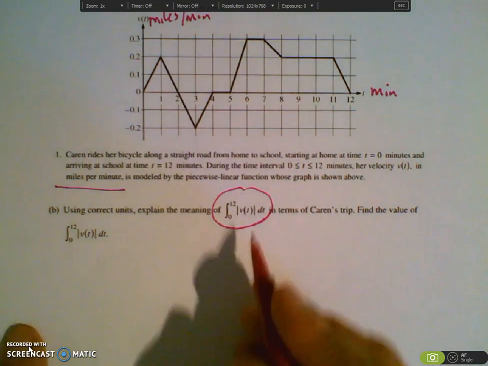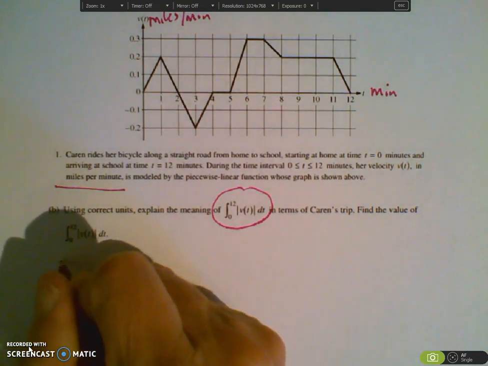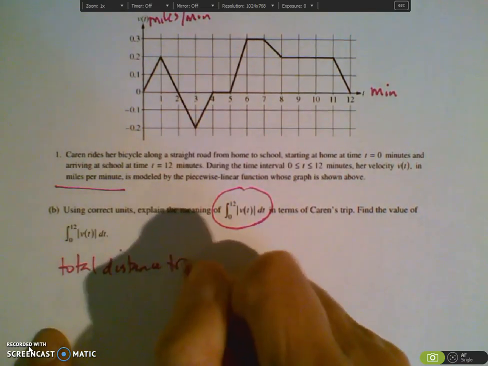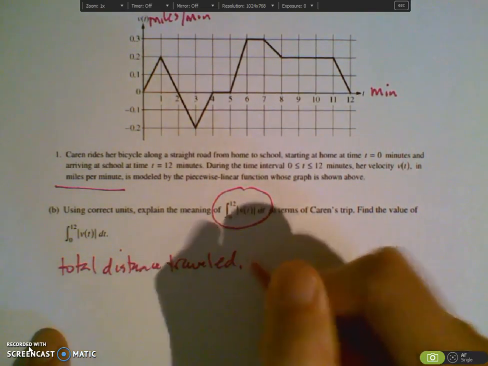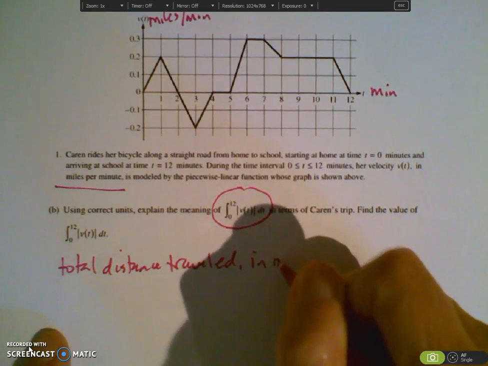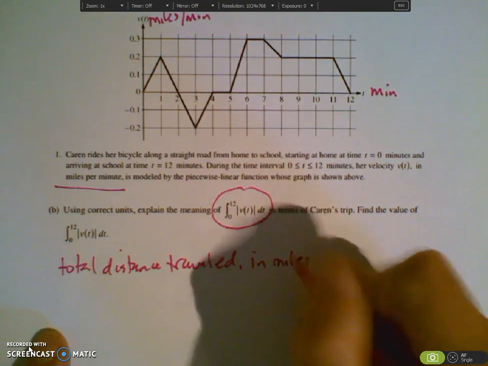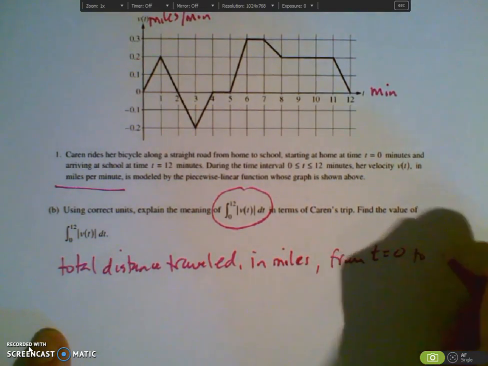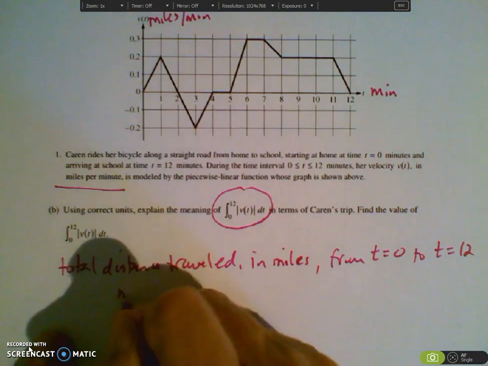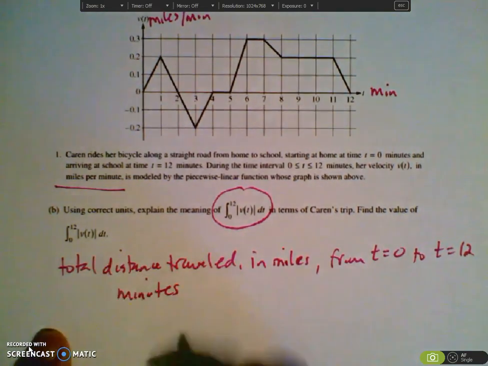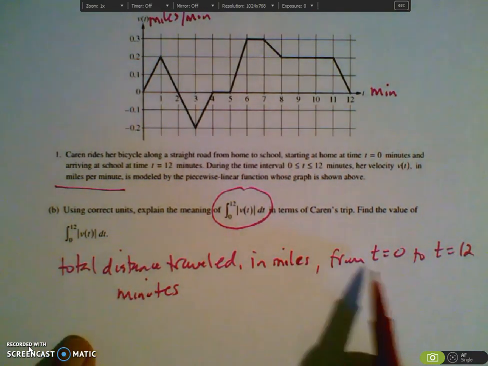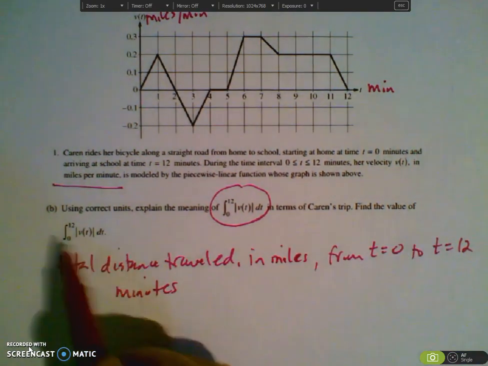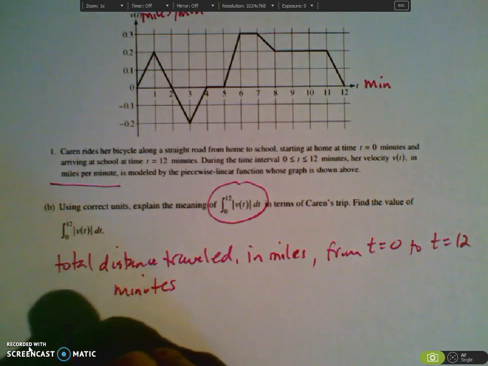Well, I recognize that this type of definite integral represents the total distance traveled in miles from t equals 0 to t equals 12 minutes. Remember that a good interpretation includes a noun, the units, and the appropriate time element. My next task is to find the value of this definite integral.